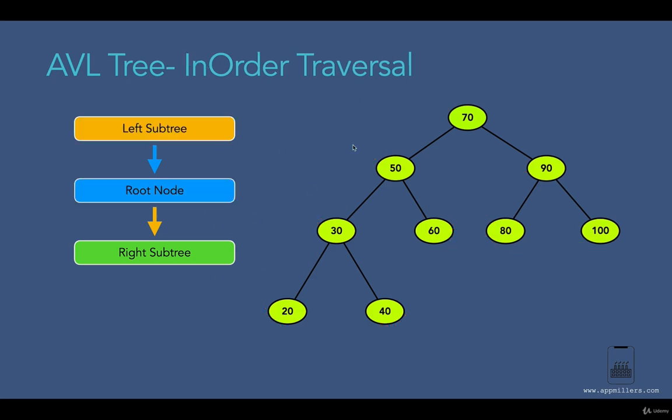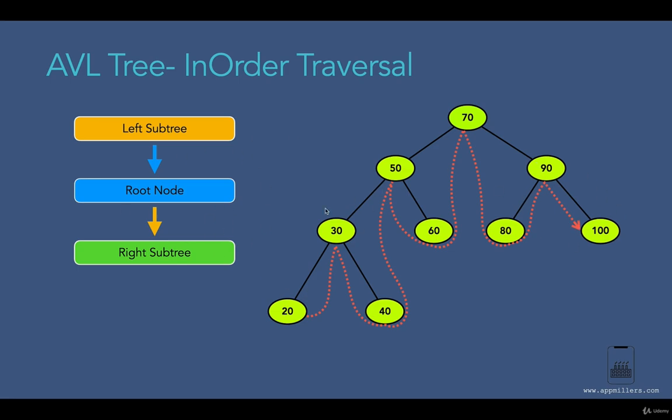Now the next traversal is in-order traversal. In case of in-order traversal, first we are visiting left subtree, then we are visiting root node, then we are visiting right subtree. So in case of this AVL tree over here, if we start to traverse through this AVL tree using in-order traversal, the order will be like this. First we are starting from the left subtree. As you can see, we have started from 20. Then after finishing left subtree's elements, we are continuing to the root node. Then after finishing root node, we are continuing to the right subtree over here.